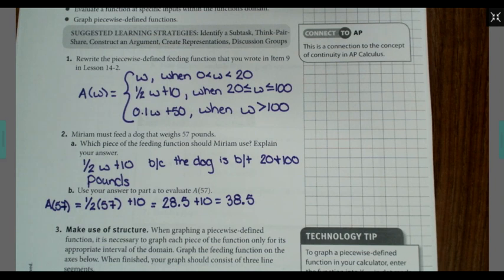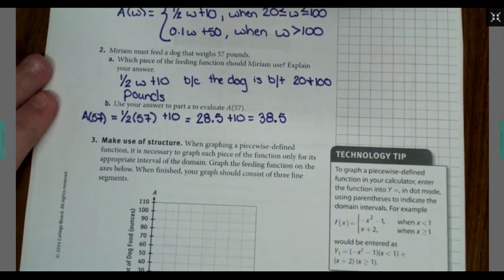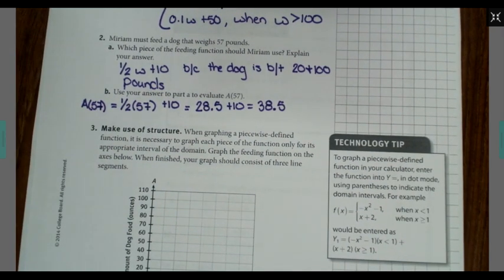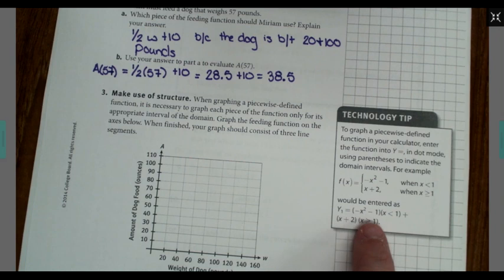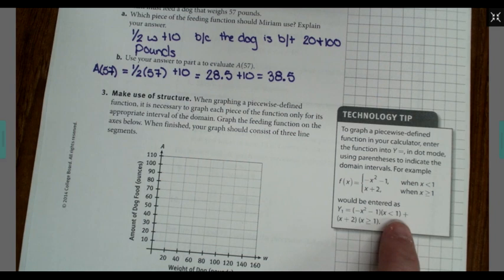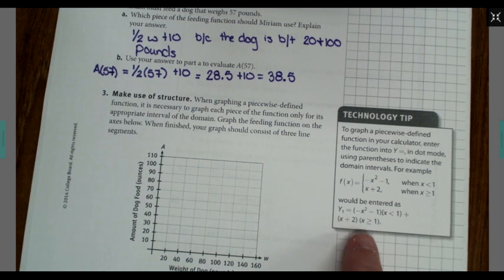All right, let's take a look at part number 3, sorry. To graph a piecewise defined function in your calculator, enter the function into y equals in dot mode using parentheses to indicate the domain intervals. So it says you would enter this as y1 equals x squared minus x, parentheses x less than 1, plus x plus 2, parentheses x greater than or equal to 1.